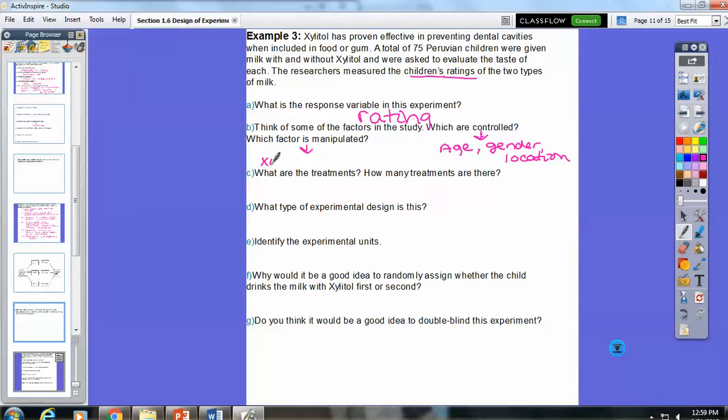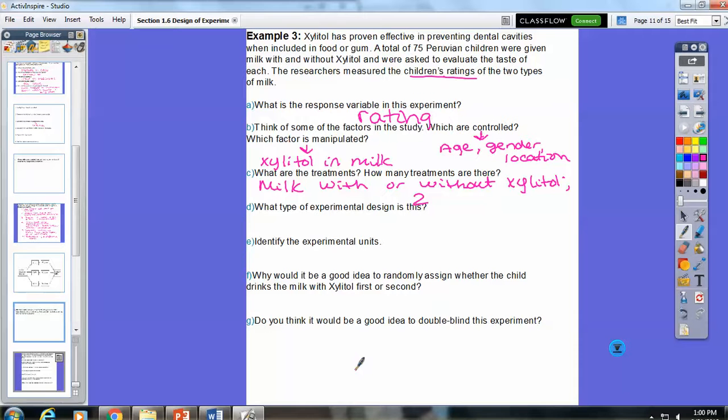What's manipulated? What's the thing we're changing? Xylitol. So they either get it in their milk or not. What if he doesn't like milk? That would definitely have an impact. You're not gonna like it regardless. Okay, what are the treatments? The two options are milk with or without. So there are how many treatments then? Just 2.